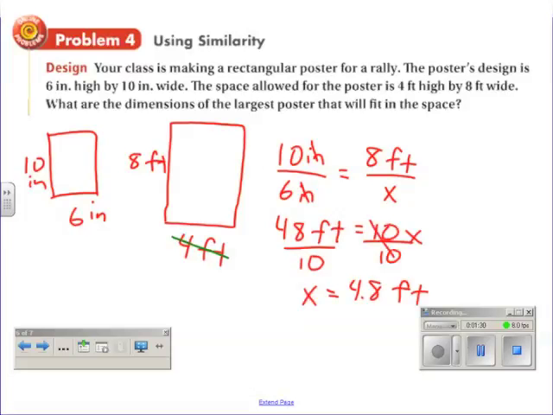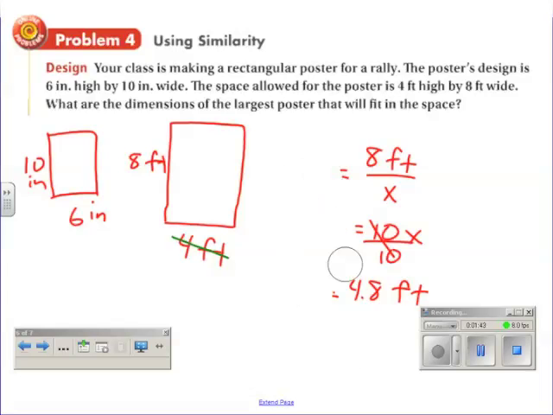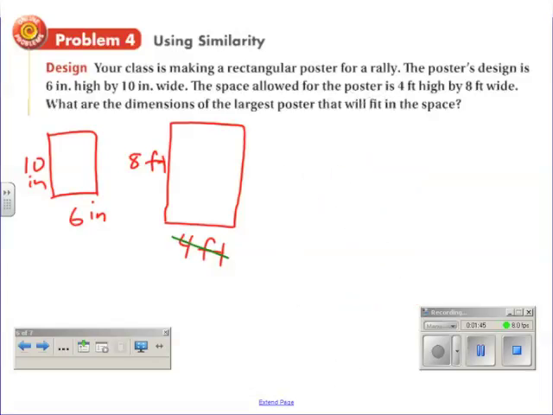Now we can see that that's going to cause problems because the width of that piece of paper is only 4 feet to begin with. So that means that this is not going to be the largest possible poster we could make there. So let me erase this. And now I'm going to start the problem over with that 4 feet. And I'm going to use that, and I will ignore the 8 feet here.